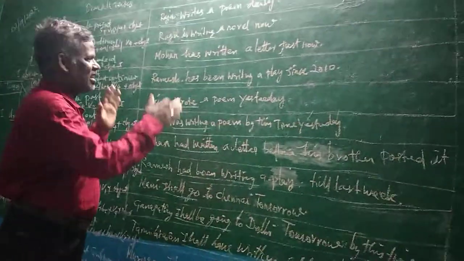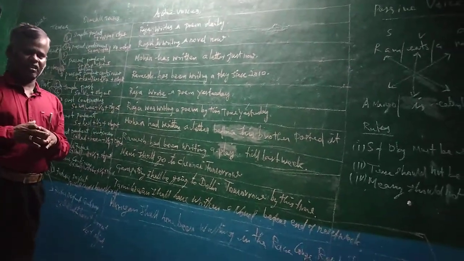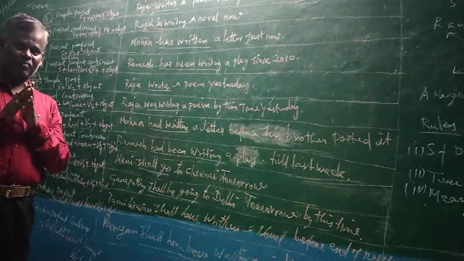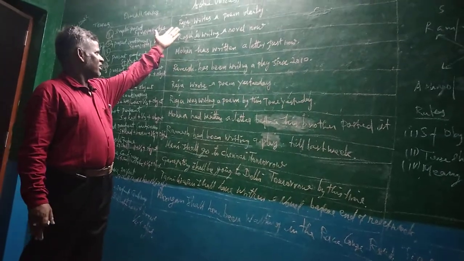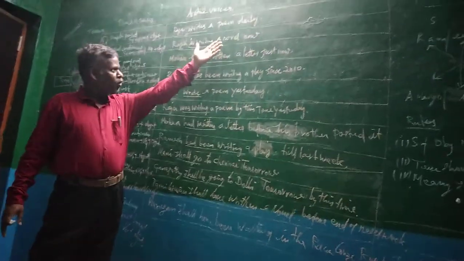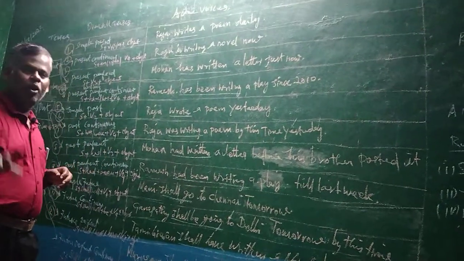Now you come across the verb, that is, a group of words that is essential. A single word alone is not a main verb. For example, Raja writes a poem daily. Every day Raja used to write a poem daily.